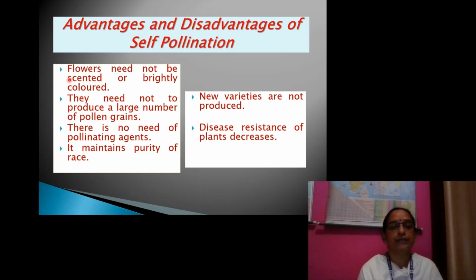Let us see advantages and disadvantages of self-pollination. Flowers need not be scented or brightly colored. They need not produce a large number of pollen grains. There is no need of pollinating agents. It maintains purity of race. So what are the disadvantages? New varieties are not produced. Disease resistance of plants decreases.